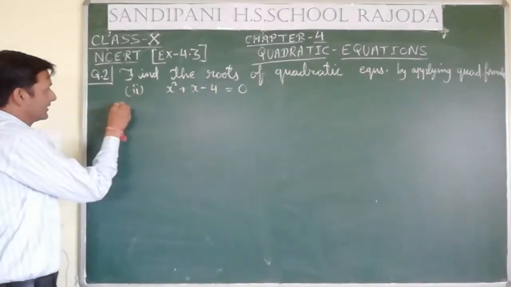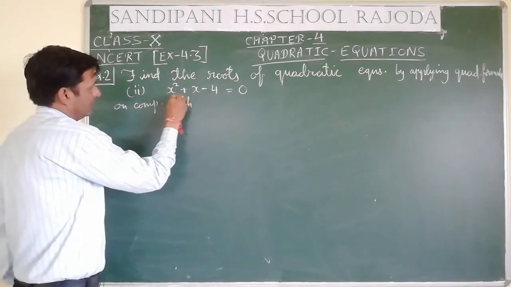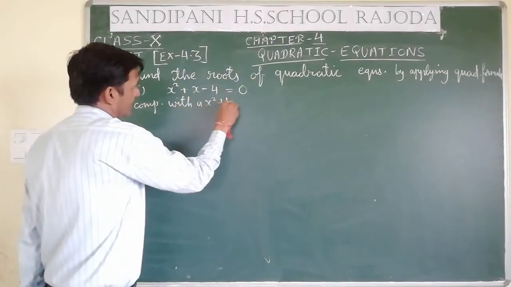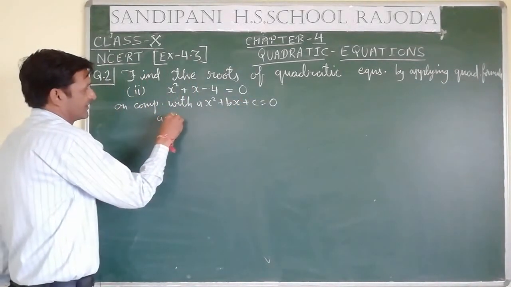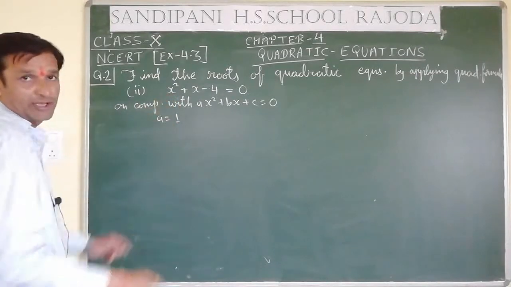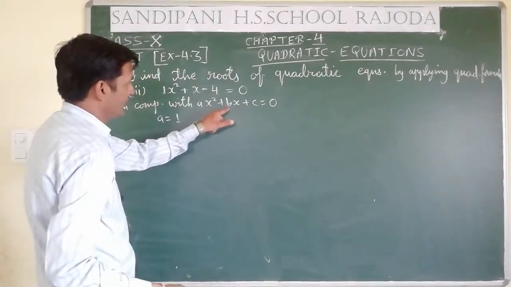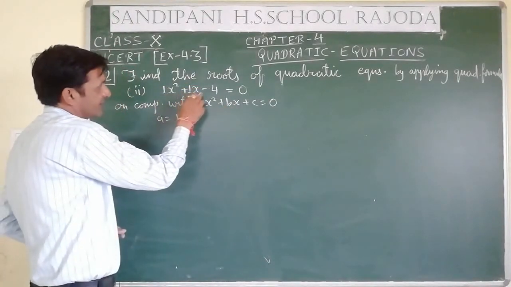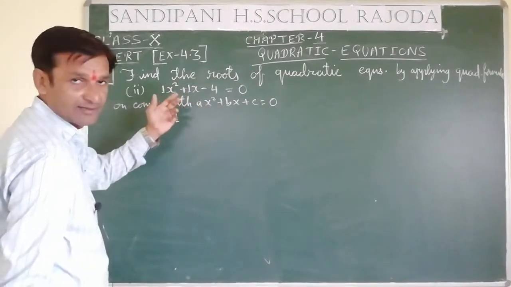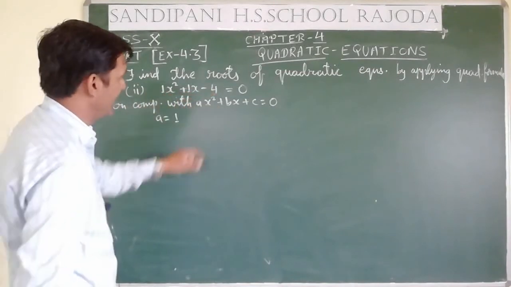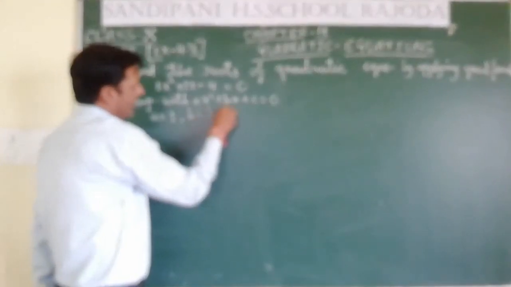On comparing with ax square plus bx plus c is equal to 0, we can get the value of a, that is equal to 1, because the coefficient of x square is not there. Not there means what? 1 is understood. Here the coefficient of x is also 1 because nothing is there with x, meaning 1 is there. 1 into x square is x square, 1 into x is x. So you may write here 1 and 1, and in place of c it is minus 4. So a is equal to 1, b is equal to 1 and c is equal to minus 4.